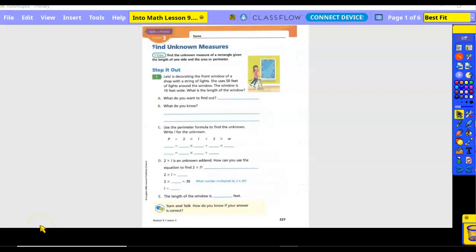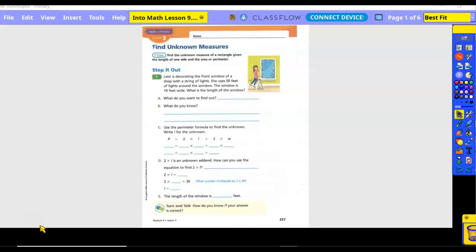Fourth grade into math, lesson 9.3. Find unknown measures. I can find the unknown measure of a rectangle given the length of one side and the area or perimeter. Okay, so we have just been working on area, right? And then at the beginning of the year, we worked on perimeter. Okay, so they're going to give us information, and then we have to figure out what's missing.